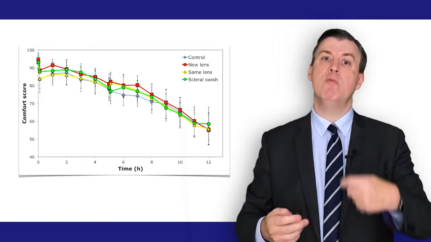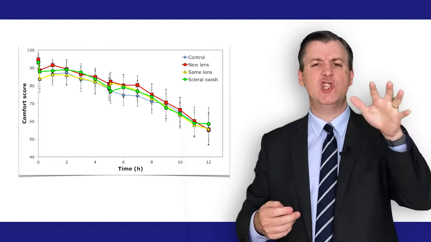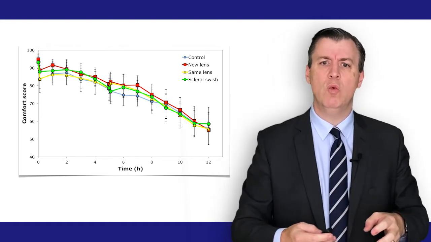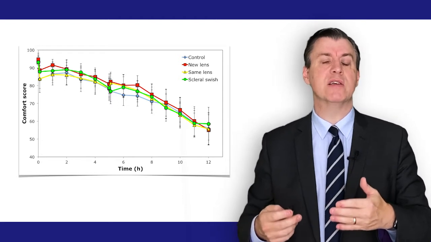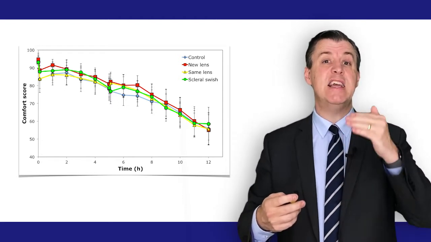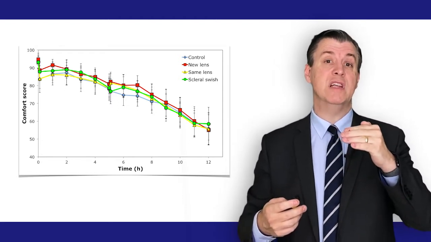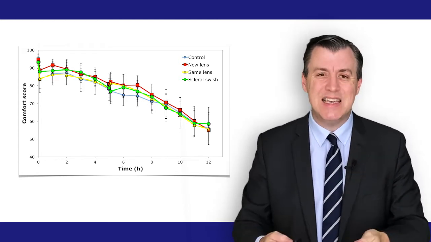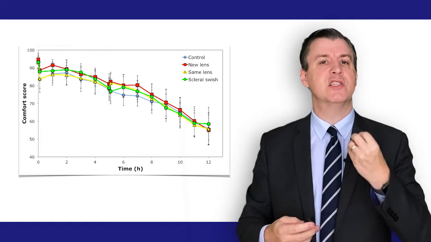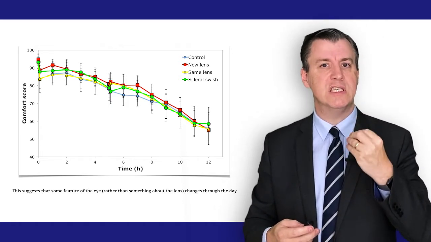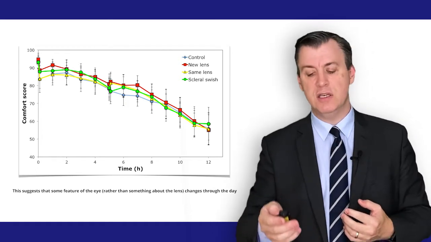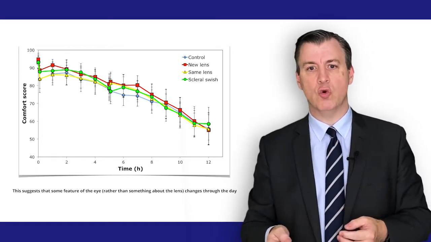So what does this mean? Remember, we're trying to answer the question of what is changing over the day. Is it the eye or is it the lens? Well, if it was the lens, then I think we would have expected to see increased comfort scores at the end of the day. Certainly when we applied a new lens halfway through, we didn't see that. So we have to surmise that there's something about the local ocular system, something about the eye that's changing through the day that's giving rise to these reduced scores.